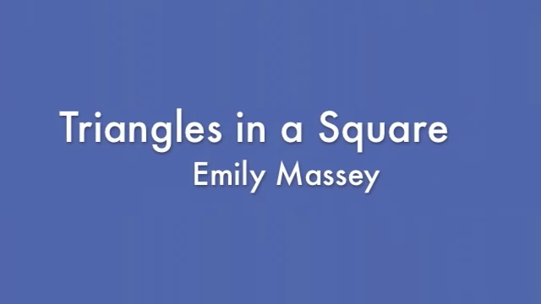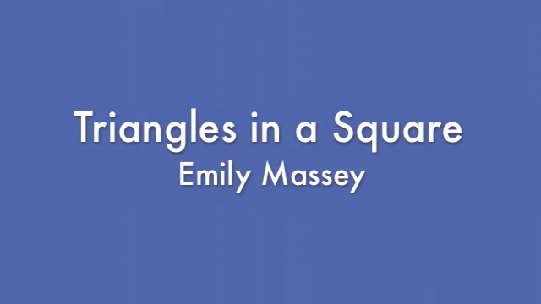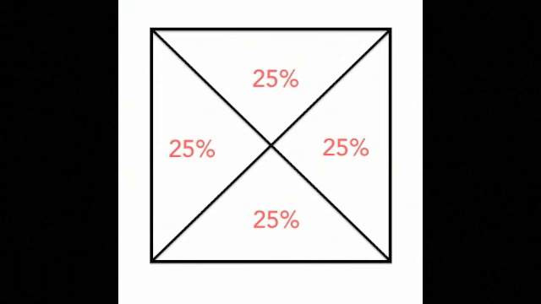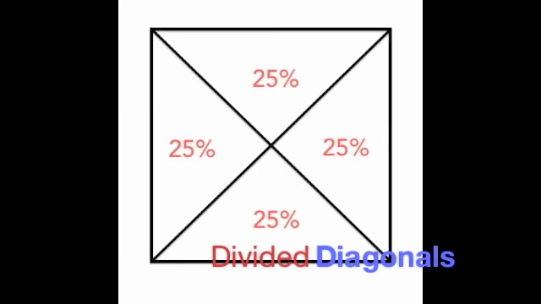Welcome to my individual project, where we investigate the areas of triangles within the confines of one square. First, we take a look at a square that has been divided diagonally into 4 sections, with each area of the triangle equaling 25% of the square.